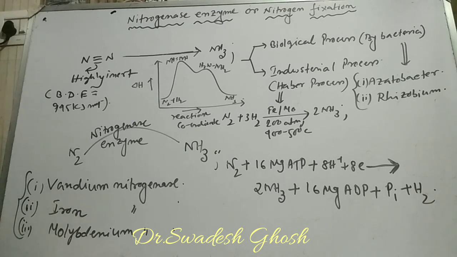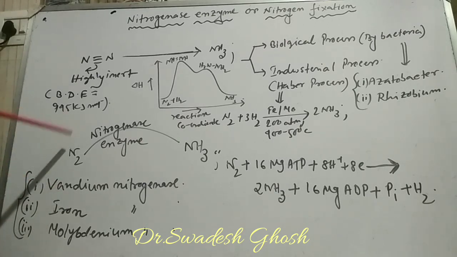What types of nitrogenase enzymes are used for the conversion of nitrogen to ammonia? These enzymes are vanadium nitrogenase, iron nitrogenase, and molybdenum nitrogenase. Vanadium nitrogenase is composed of two metalloproteins in which two metals are present: vanadium and iron. Iron nitrogenase is composed of two metalloproteins with iron centers only. Molybdenum nitrogenase is composed of two metalloproteins with two metals: iron and molybdenum.